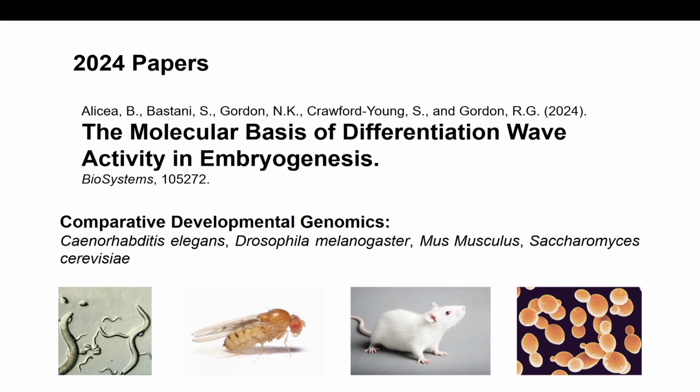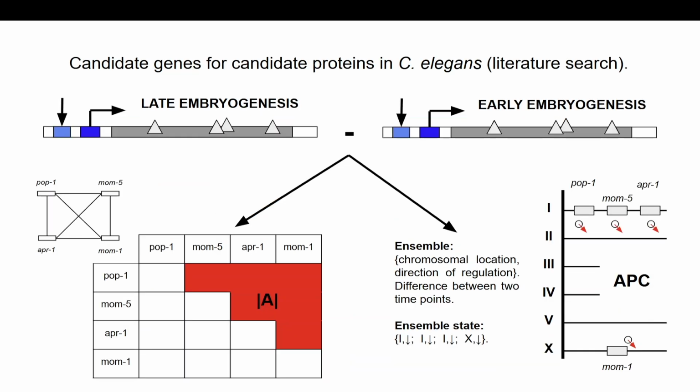C. elegans, of course. That's where the bulk of the work was conducted. Drosophila melanogaster, mouse, and yeast or Saccharomyces cerevisiae. So we got proteomic data for all of them and genomic data for C. elegans. Then we had these models that we used to understand the interactions between genes in C. elegans and how they relate to protein expression. And so we could then map that to a model of how these things might set up differentiation waves and act in development.